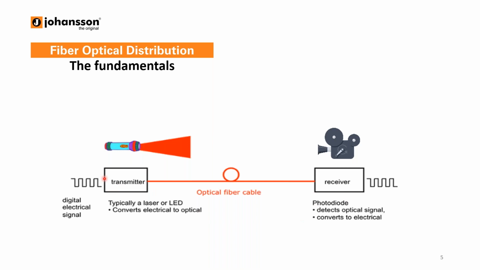The transmitter will basically convert the electrical signal, in our case coming from the coax cable, into light using a laser or an LED. Then this light will travel over an optical fiber cable to the other end, to the receiver, which contains a photodiode, and this photodiode will capture the light and convert it back into an electrical signal. That's the basic fundamental of fiber distribution.